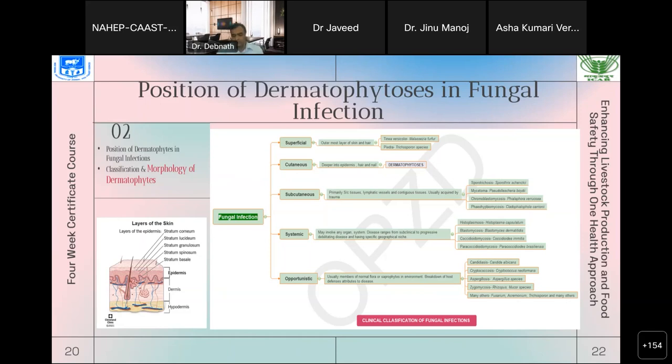And finally, the opportunistic, meaning they generally do not produce any disease in immunocompetent individuals, but when an individual's immune system is depressed or suppressed by any means, then they flare up, like candidiasis and cryptococcosis. They come under this group, opportunistic fungal infections. Now, our dermatophytes fall within the cutaneous group, and mostly their infection is limited within the epidermis layer of the skin, particularly involving the stratum corneum.